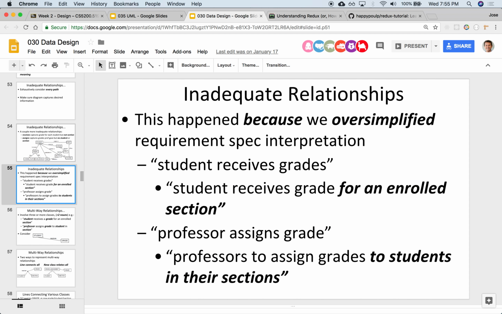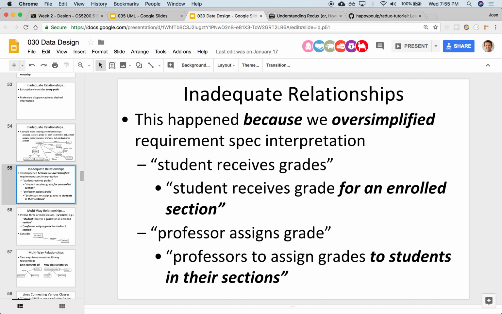Okay, so let's take a look at first some of the relationships where perhaps we oversimplified our understanding of the text, right? So, for instance, there might be some redundancy, some inadequate relationships based on our interpretation of the text. So, for instance, here.